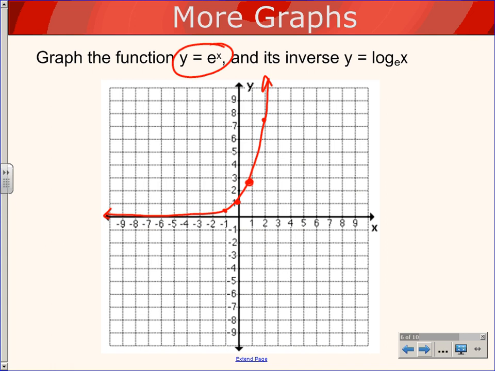To get the inverse, all we're going to do is reflect the points. So 0, 1 is 1, 0. That second point there was 1 and 2.7, right? So now we're going to go 2.7 and 1, about there. And what did I say that other one was? 7 point something? So it's now 7 point something and 2. It's about there. And here's our asymptote again. And that's y equals log base e.